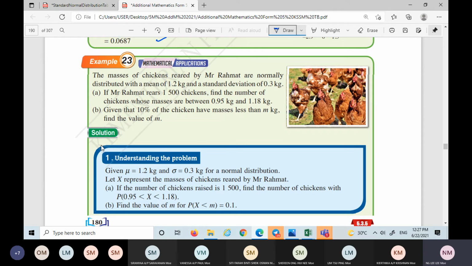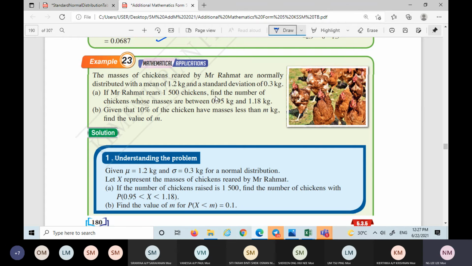Okay, chicken. The mass of chicken: the mean is 1.2, standard deviation 0.3. You have 1,500 chickens. Find the number of chickens whose masses are between 0.95 and 1.18.